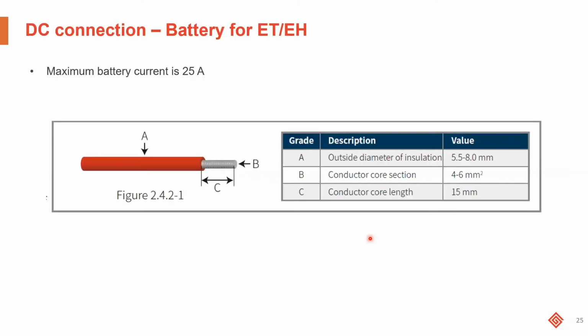In regards to the battery connection for the ET and EH, because it's a high voltage inverter, we're talking about batteries which are, again, over 160, 180 volts. With these battery banks, because of the higher voltage, we are dealing with lower current. The maximum battery current that we can use for our ET and EH is 25 amps. This means that we can use a conductor size of 4 to 6 millimeters squared, which allows us to use the Sunclix connectors, which are supplied with the inverter.